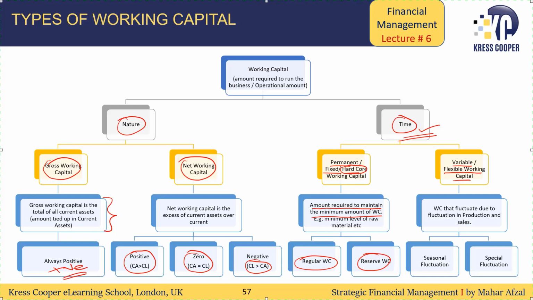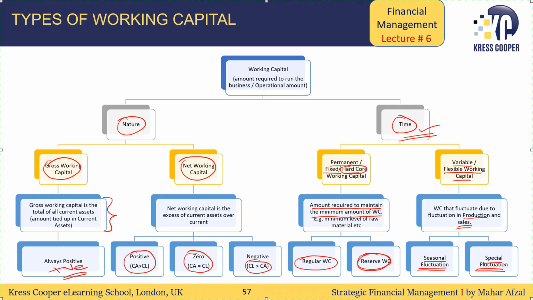It can be reserve working capital as well, to meet contingencies. So far as variable working capital is concerned, this is working capital that fluctuates due to fluctuations in production and sales. These fluctuations in sales as well as in production might be due to the seasons, or they can be due to a special order.